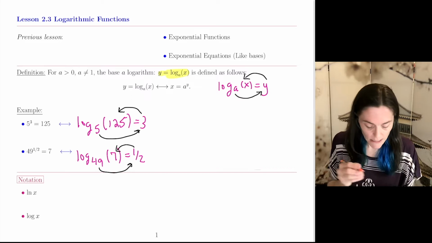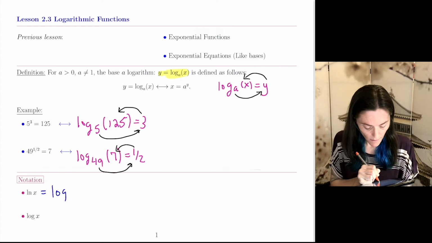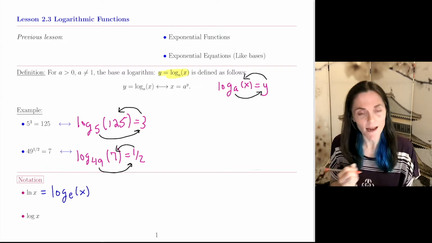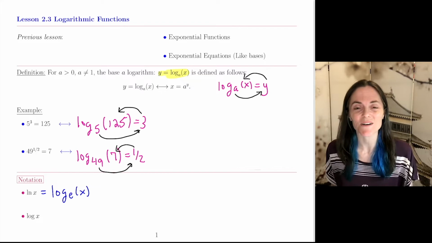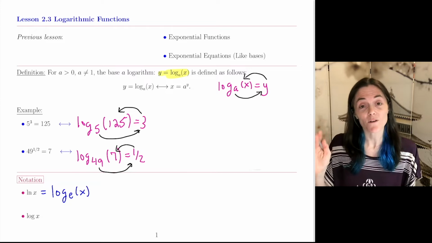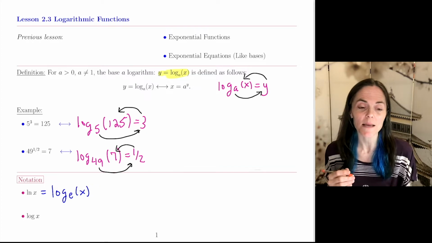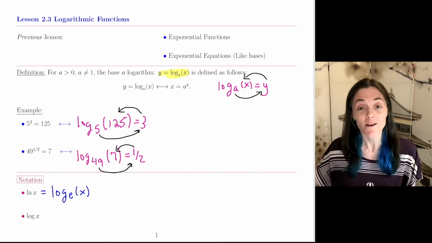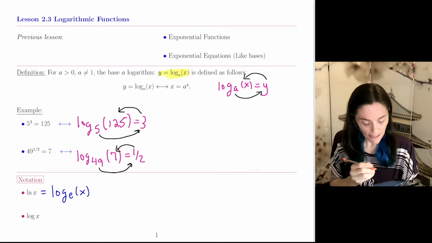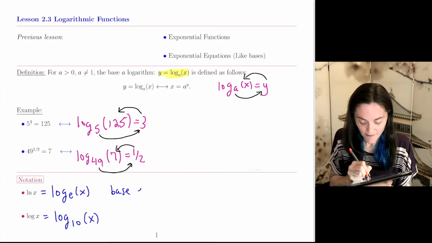Some important notation here: ln x. This is the log base e. And I would say that ln x comes up the most in the calculus courses, for the same reason as I mentioned at the end of the last lesson, that the exponential function with base e comes up the most in calculus courses. But another one that you sometimes see is where you just see log and you don't see the base written explicitly. This is understood to be the log base 10. So this is base e, and this one was base 10.